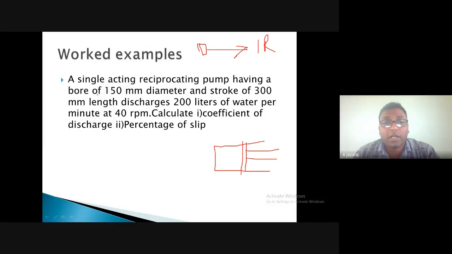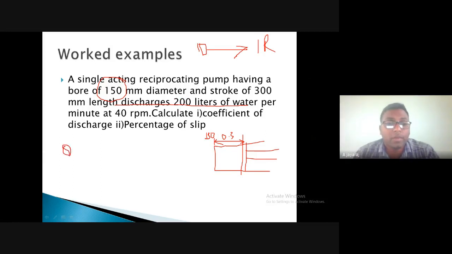The diameter of the cylinder is given as 150 millimeters. 150 millimeters is the diameter of the cylinder, and then the length of the stroke. The length of the stroke, the maximum length that a piston can retract or extend, is called the length of the stroke, that is 300 millimeters, or simply 0.3 meters when converted into meters. It discharges 200 liters of water. So it has been given that a single acting pump with certain specifications discharges 200 liters of water.